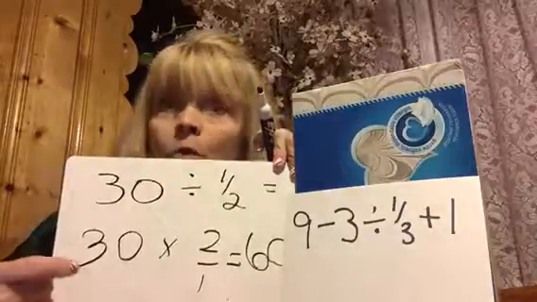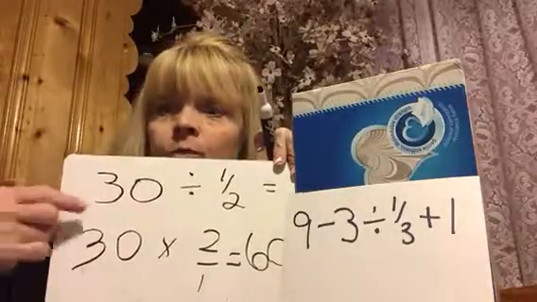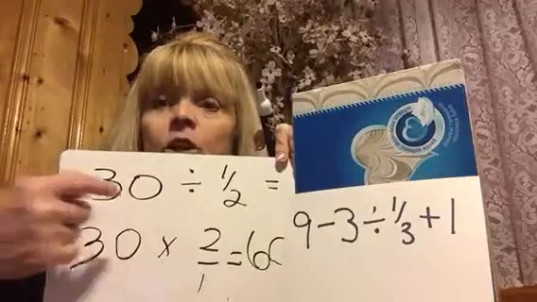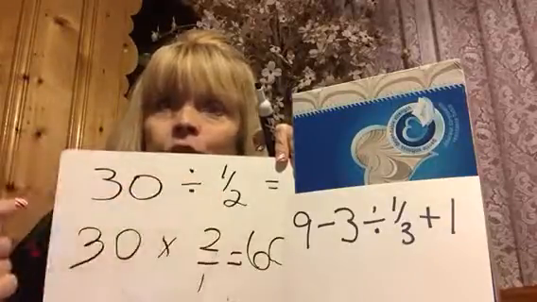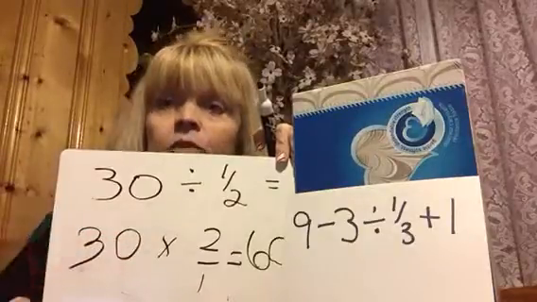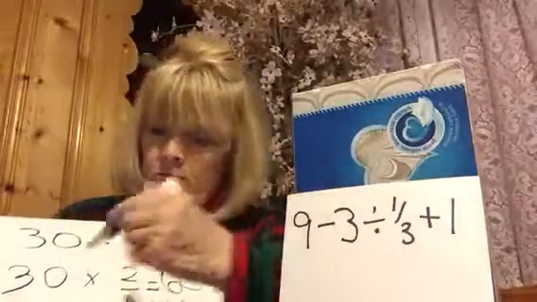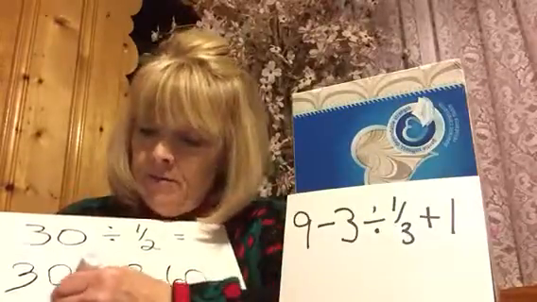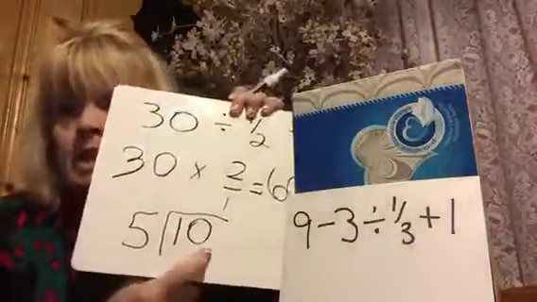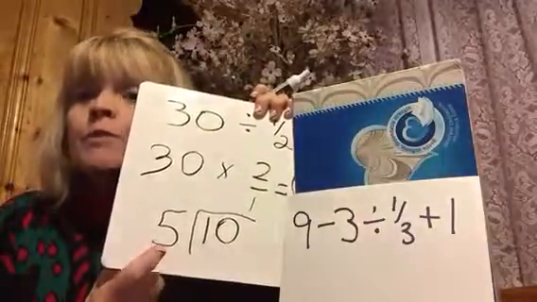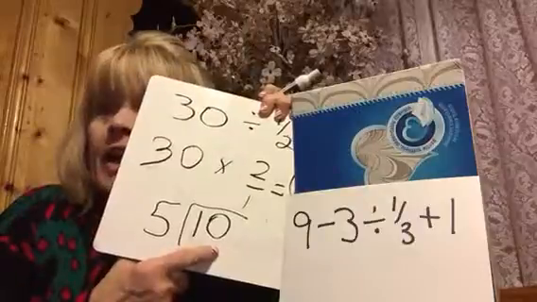Now, to show why that works common sense wise, say you have 30 pizzas, and you're dividing them by half, that means you're asking how many 1/2 pizzas are in there. Because if you do 10 divided by 5, let's look at this one, 10 divided by 5, you're actually saying how many groups of 5 are in there.